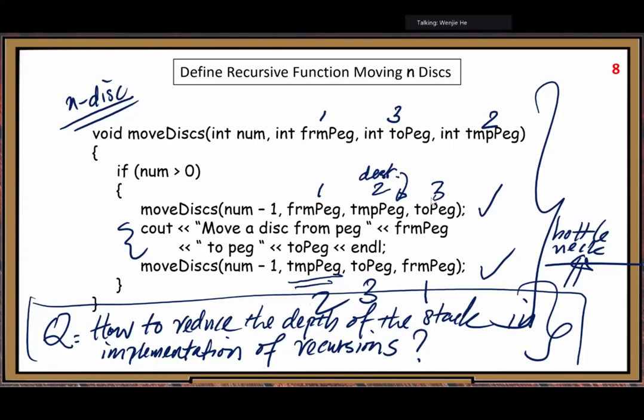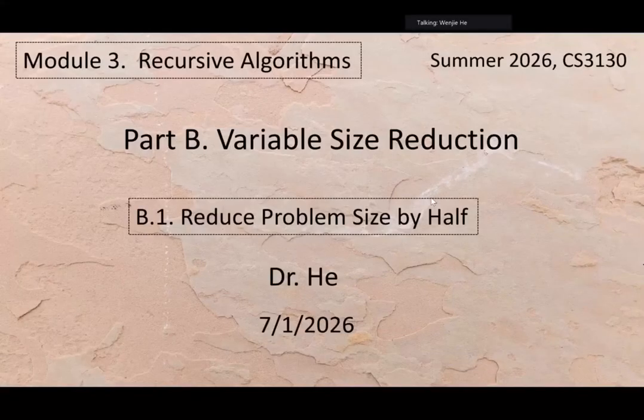Now let's move to part B. Oh, actually, I do not need to switch PowerPoint slides because I put part B after this part A. So let's go to the next slide. Part B. All right.